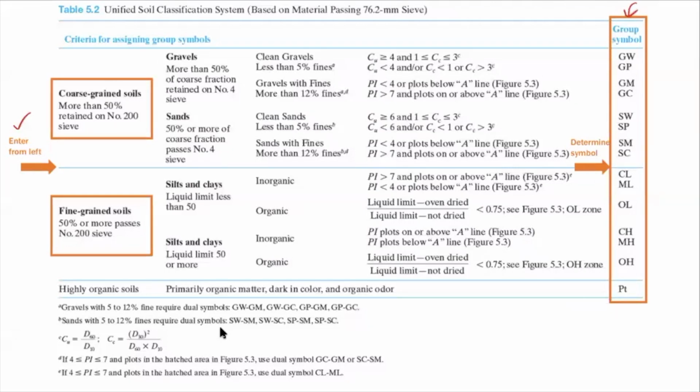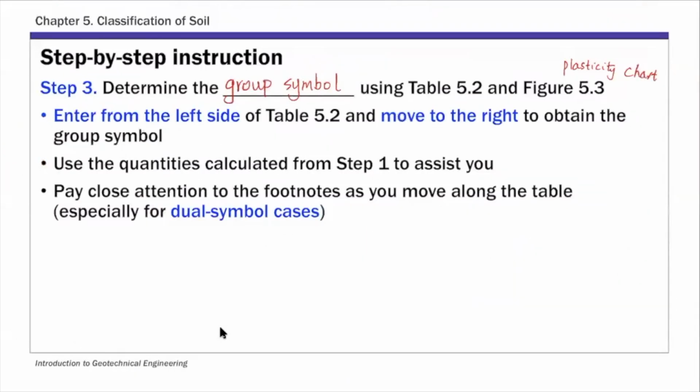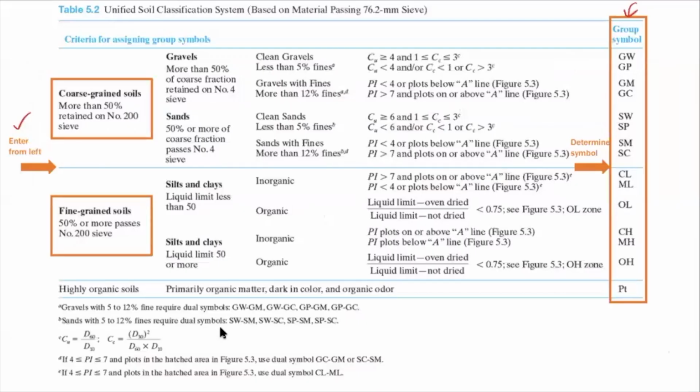So I put a note here. As you move along the table, you need to pay special attention to the dual symbol cases. These footnotes are for dual symbol cases, and that's particularly challenging for this classification system. That's where I find many students struggle with the USCS system, is dealing with these dual symbol cases.